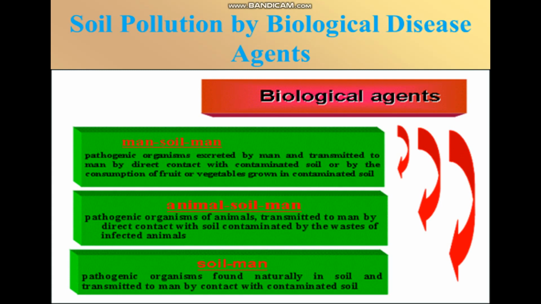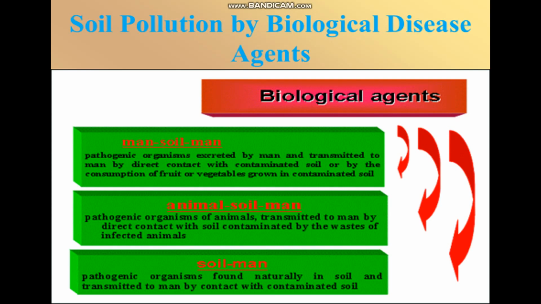Biological agents that can pollute the soil and cause disease in man can be divided into three groups. First group: pathogenic organisms excreted by man and transmitted to man by direct contact with contaminated soil or by the consumption of fruit or vegetables grown in contaminated soil. This way: man, soil, man.